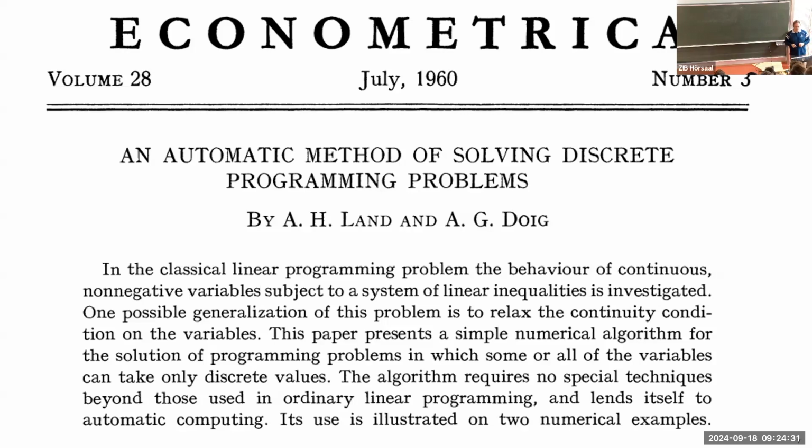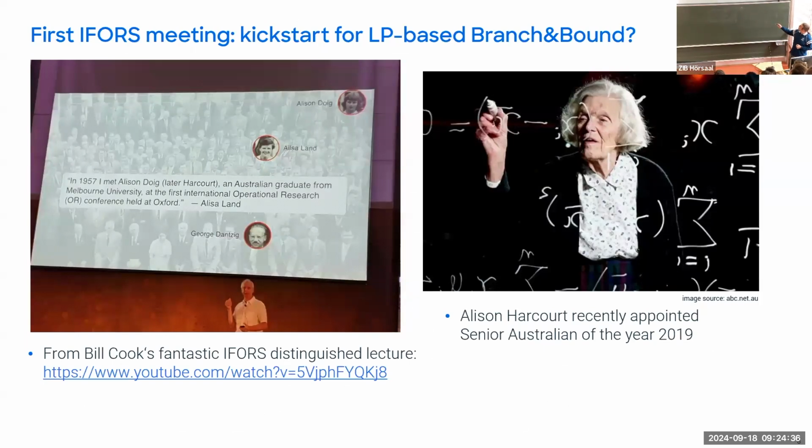was formally introduced and presented by these two women, Alison Doig and Alicia Land, who, as I learned recently, met for the first time at the very first IFORS conference, the International Meeting of Operations Research Societies. And to make it LP-based branch and bound, the inventor of the simplex algorithm, George Dantzig, was also there. So what a crowd.